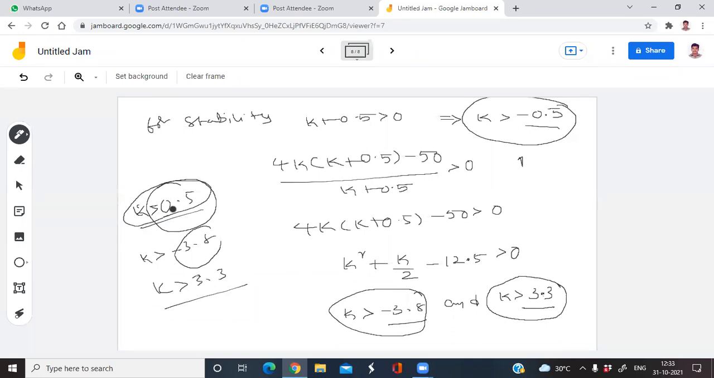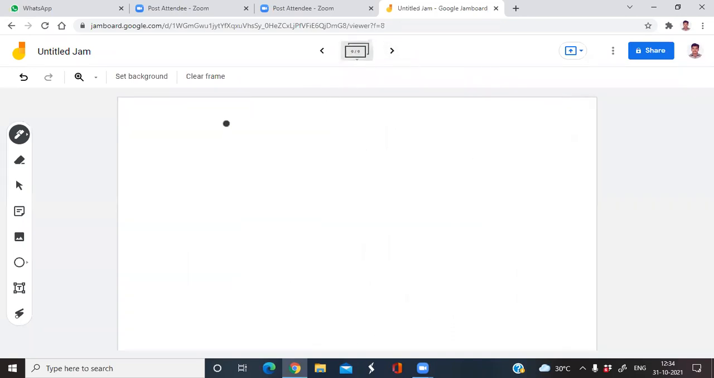Suppose we take k greater than minus 0.5, for example, k equal to 2. But the value 2 is less than 3.3. In order to say that the system is stable, the value should be greater than 3.3 also. That's why I want to take the final condition as k greater than 3.3. That means finally, whenever k is greater than 3.3, all conditions are satisfied.